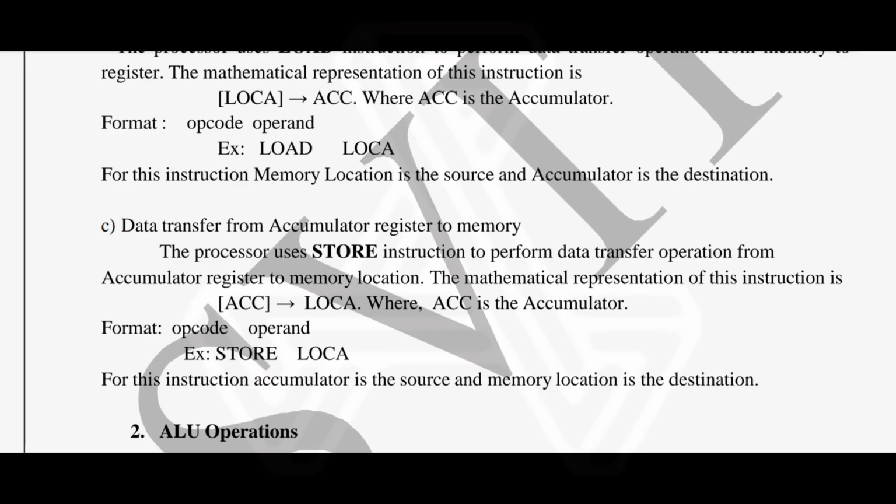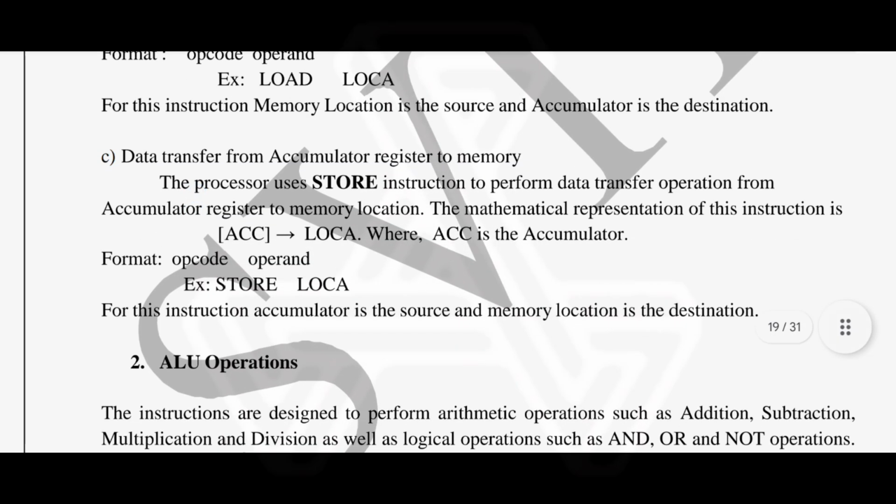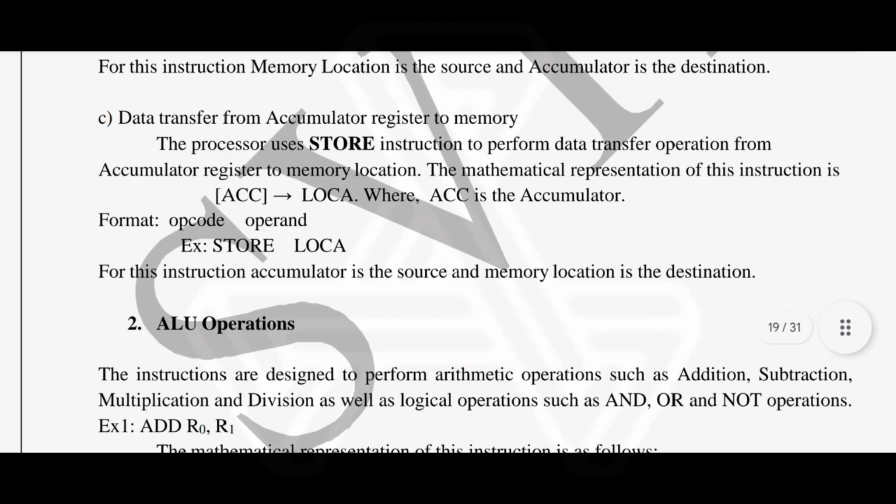Data transfer from accumulator register to memory. The processor uses the store instruction to perform a data transfer operation from the accumulator register to a memory location. The mathematical representation of this instruction is ACC to loc A, where ACC is the accumulator, in the format opcode and operand: store loc A.